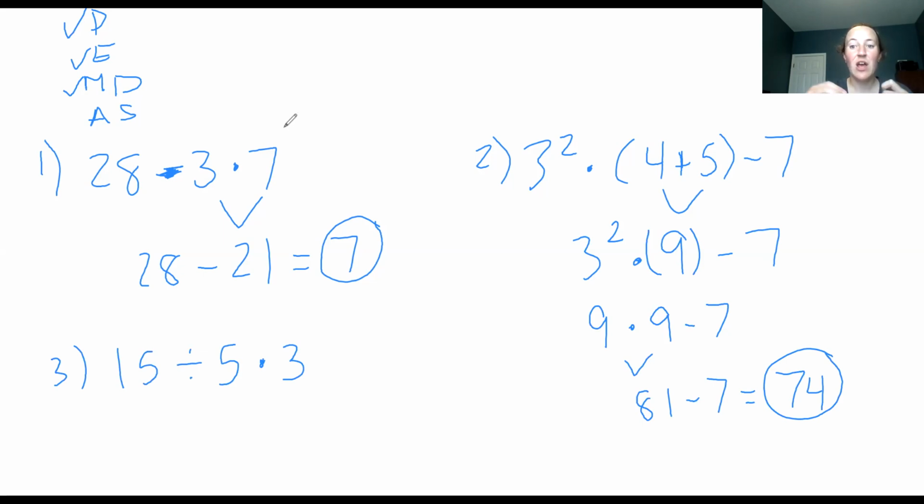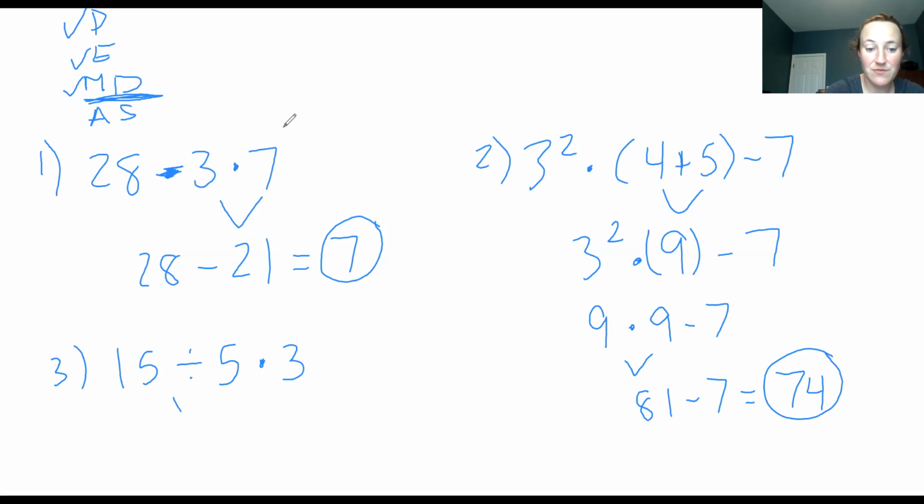Let's see how we did. I normally see 2 different answers here. So is the answer 1 or is the answer 9? We've got division and multiplication. Well, for order of operations, they're on the same line. And we said that we need to go left to right. Well, division is what comes first here.